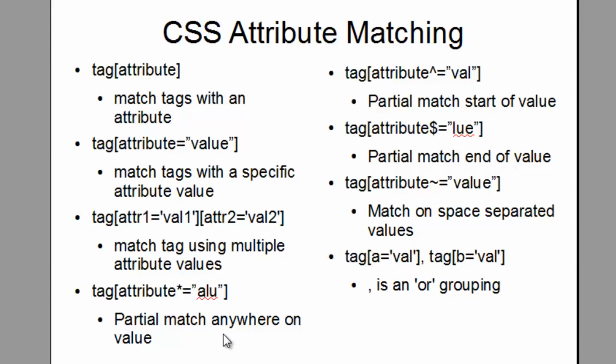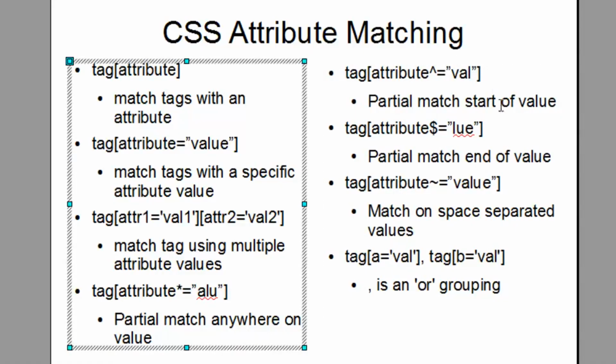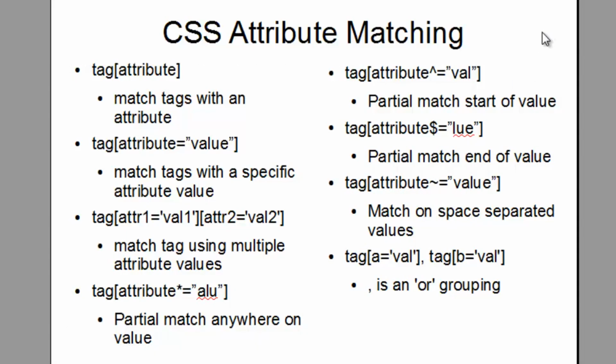And we can do partial matches on the attribute value. The asterisk comes back for anywhere, so this will match an attribute which has the string ALU in the value anywhere in the string. The hat will match on the start of the value. These are normal regular expressions. The dollar sign will match the end. We can match for space separated values. You saw it with the .has using this notation. So there's generally more than one way to do these matches. There's a lot of flexibility in the CSS selecting.